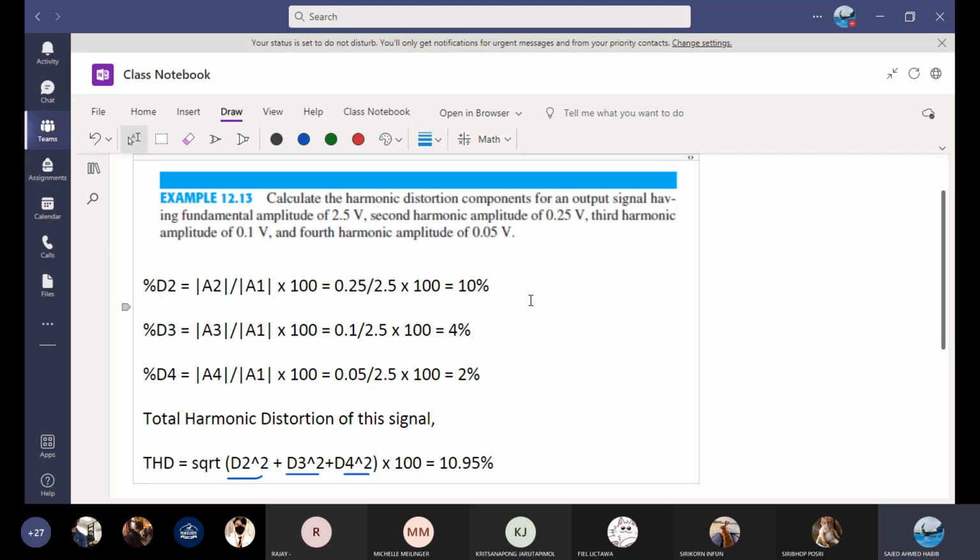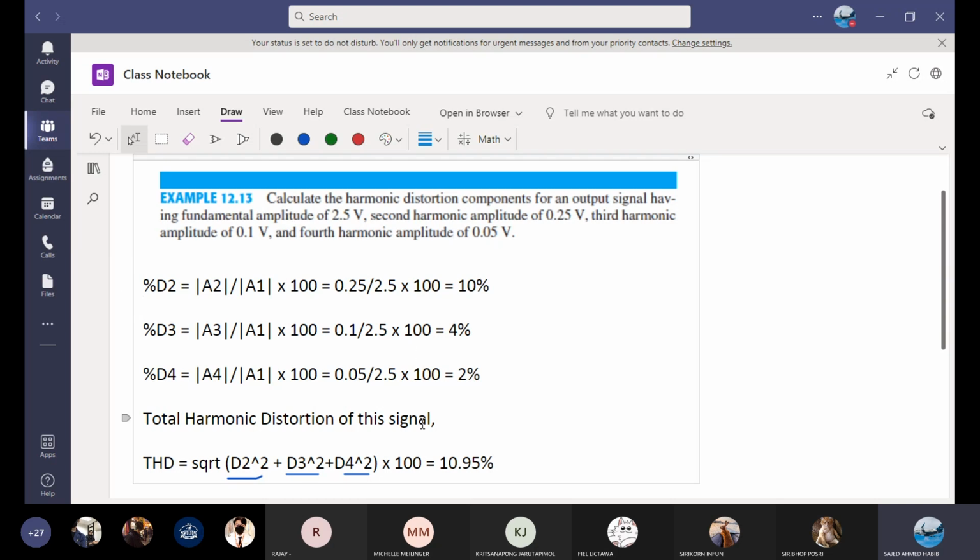Now, the last equation can be a bit confusing because some students just take the square root of 10 squared plus 4 squared plus 2 squared and then multiply by 100. You know what you are going to get? You are just doing the square root of 120 times 100. You get 1095%. That is not the correct answer.